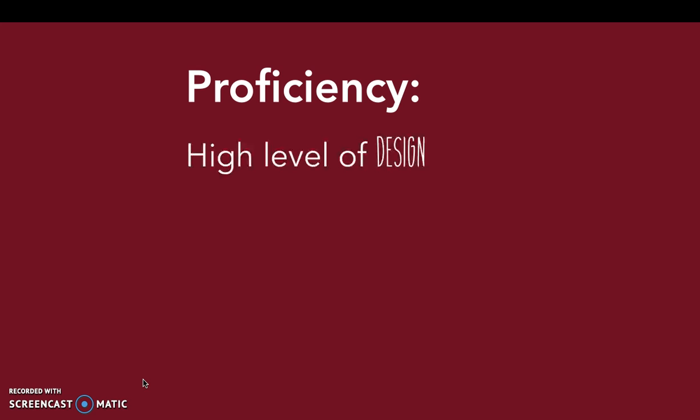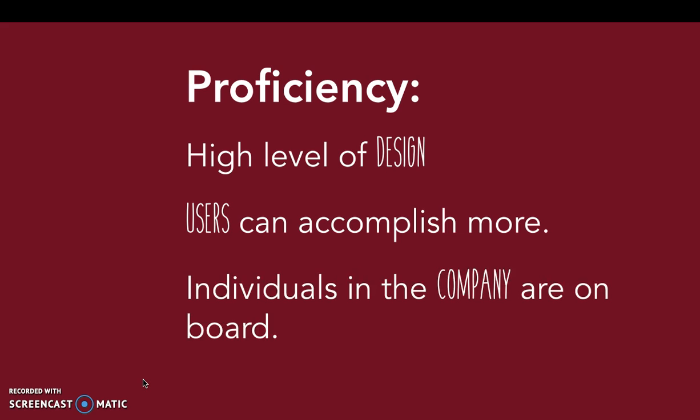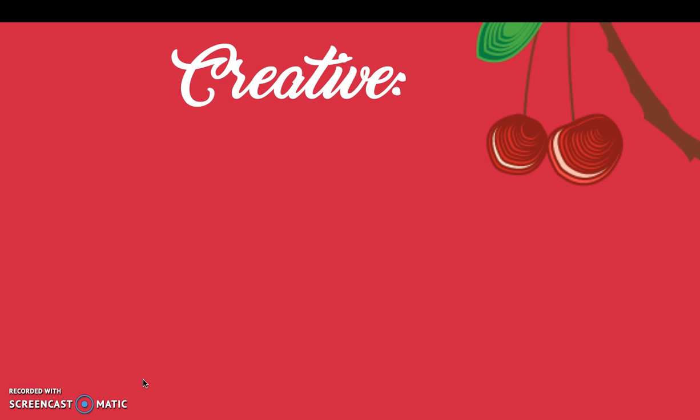Next is proficiency. Proficiency is a high level of design. You might say there's a lot of design involved in proficiency, in designing the product or the website or whatever that is. With proficiency, users can accomplish more, maybe even more than what they thought they were looking for. Individuals in the company are on board with proficiency, so you're not the only one. At this point, it's becoming a team effort.